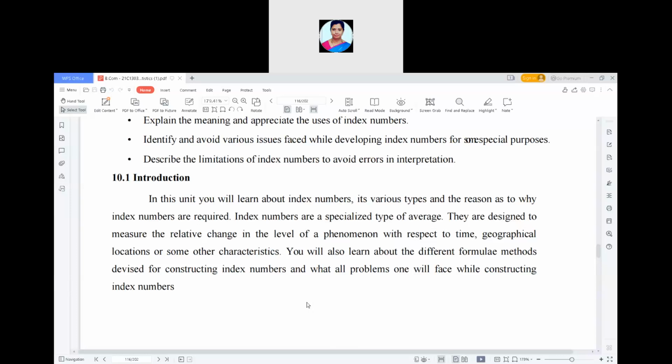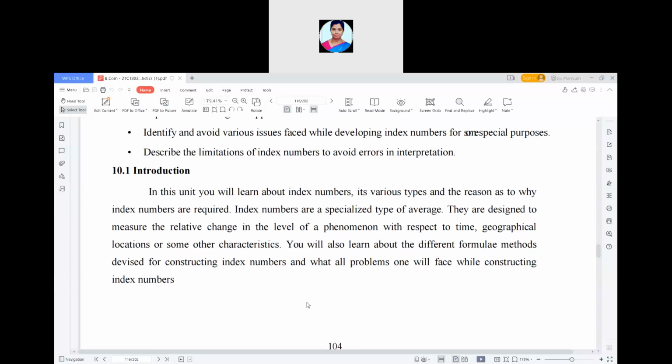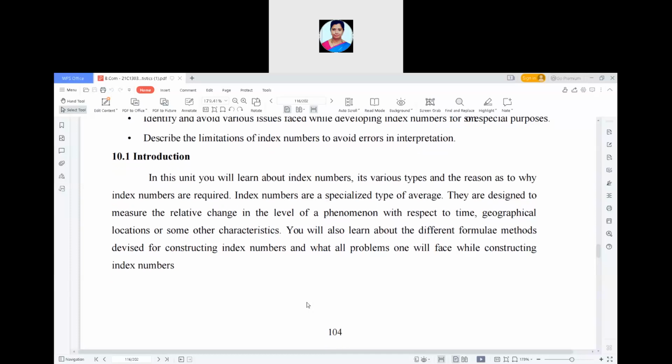Index numbers, which were developed for measuring the effect of change in prices, have become one of the most widely used statistical devices today. They are used to feel the pulse of the economy and as indicators of the inflationary and deflationary tendencies. Here, we will also learn about the different formulas and methods for constructing the index number, and what problems one will face while constructing the index numbers.